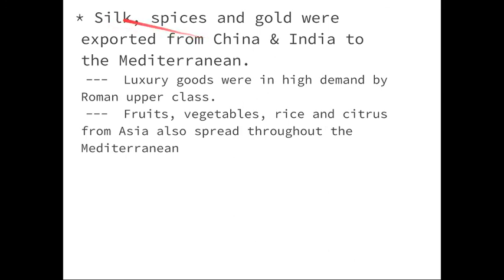So from China, we see silk, spices, and gold. From China and India, they make their way into the Mediterranean. The Romans love this stuff. They absolutely love it. Because if you can afford silk and you can afford nice food with spices, you can show off to everyone how wealthy you are, right? We see new stuff like fruits and vegetables, rice and citrus. This stuff did not exist in the Mediterranean. A lot of fruits and vegetables made their way to the Mediterranean thanks to trade.